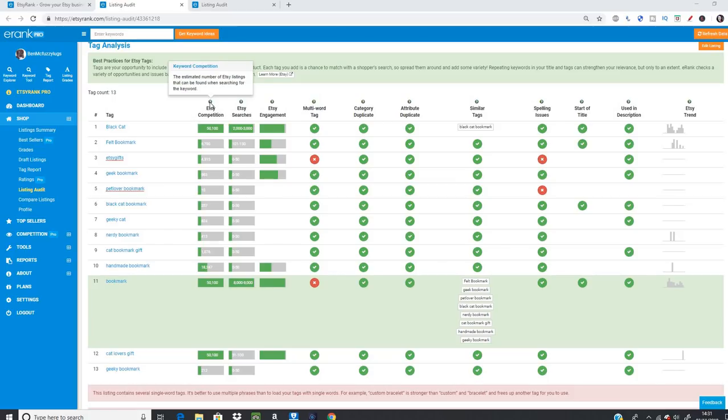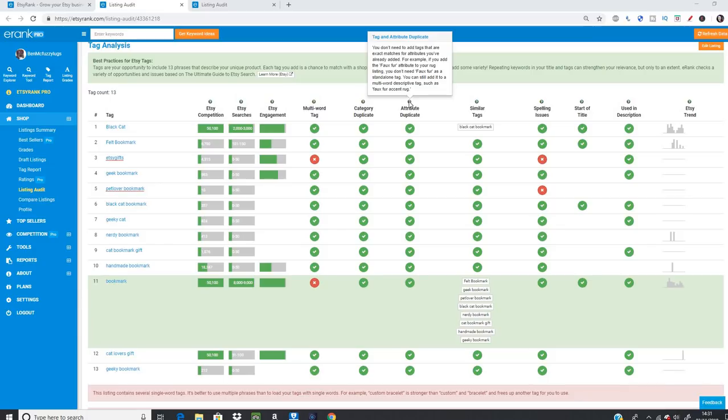So Etsy competition is the estimated number of Etsy listings that can be found when searching for the keyword. Etsy searches is the search volume in the past 12 months. And Etsy engagement is how buyers engage with the results, so it's likes, views, all the good stuff. Is it a multi-word tag? Is there a duplicate in the category? So for example, if my category was bookmarks, then do I need a tag of bookmarks? No. And attribute duplicate, exactly the same thing. If in my attributes I've already got one of the words, I don't necessarily need it as a tag.